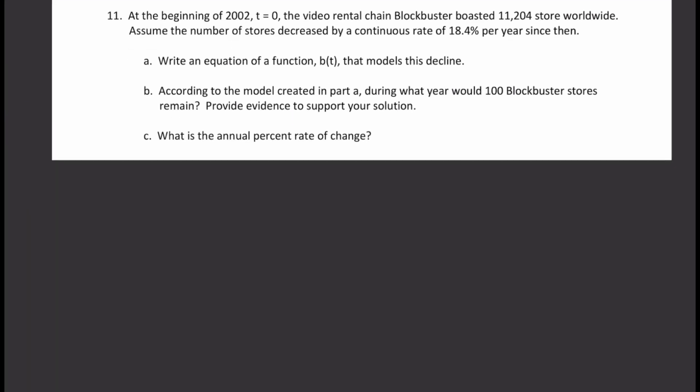All right, question 11. At the beginning of 2002, t equals 0. The video chain rental Blockbuster boasted 11,204 stores worldwide, should say. Assume the number of stores decreased at a continuous rate. So again, that's important. Decrease at a continuous rate. So to me, that indicates e. 18.4% per year since then. Part A, write an equation of a function B of t that models this decline.